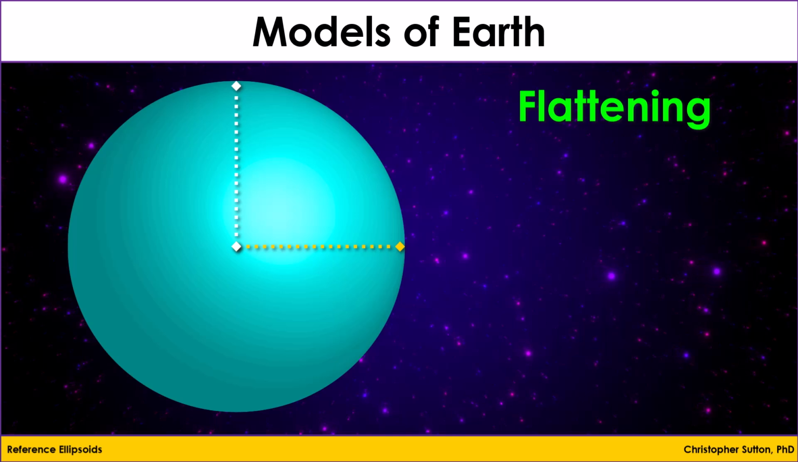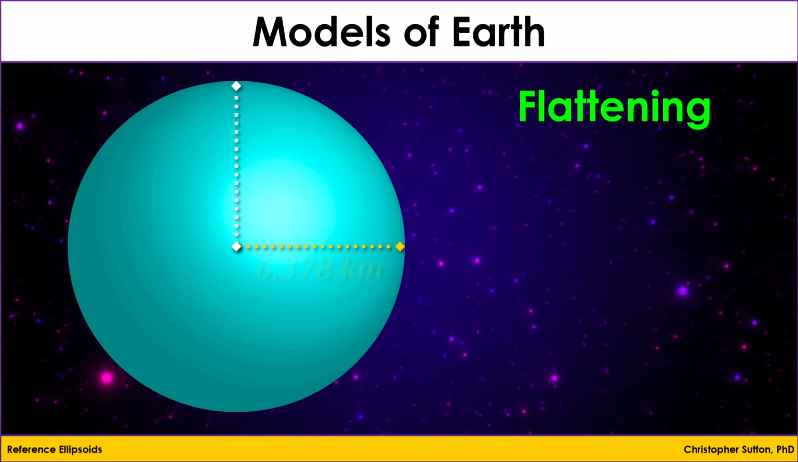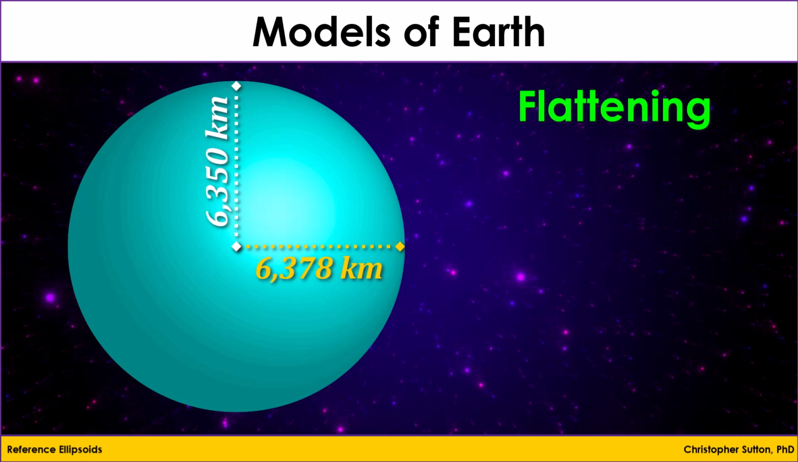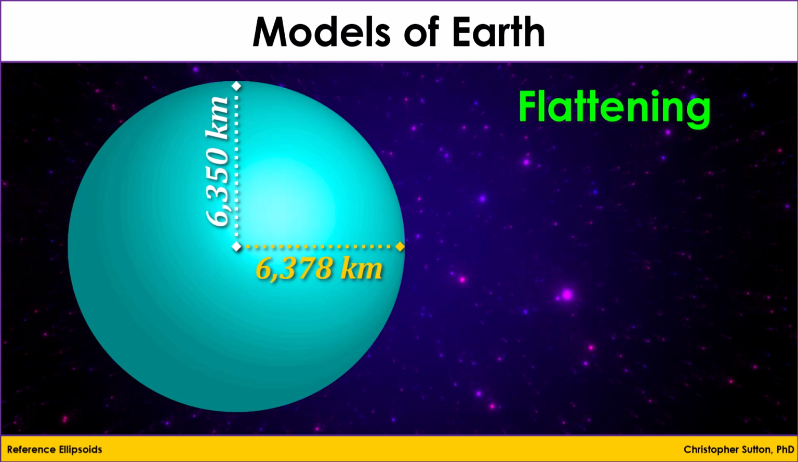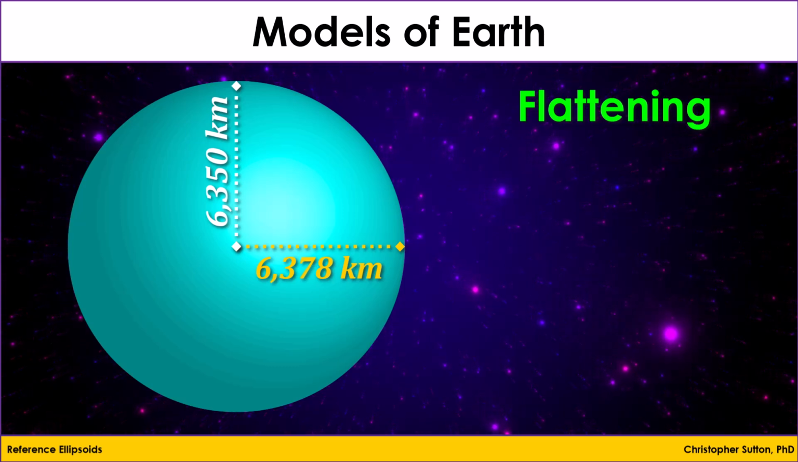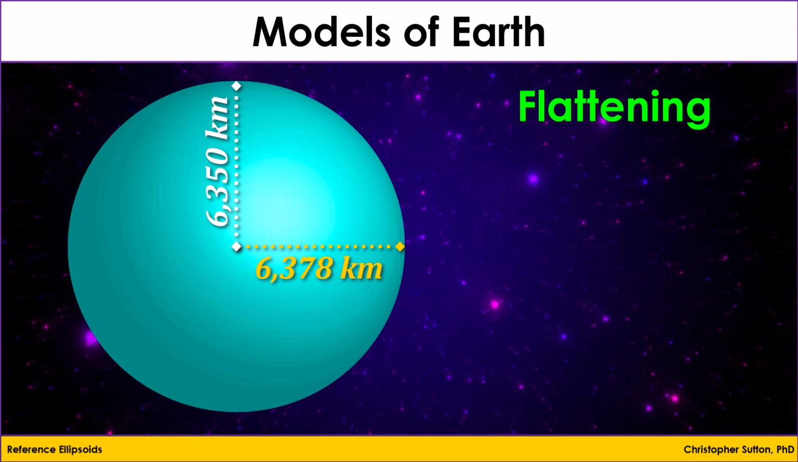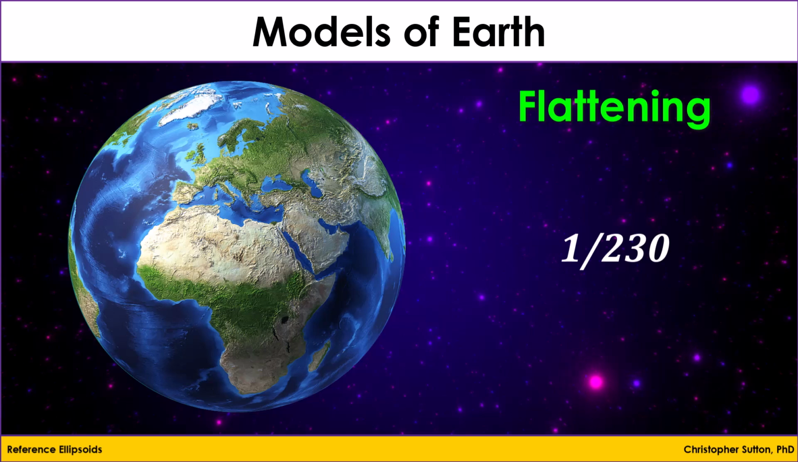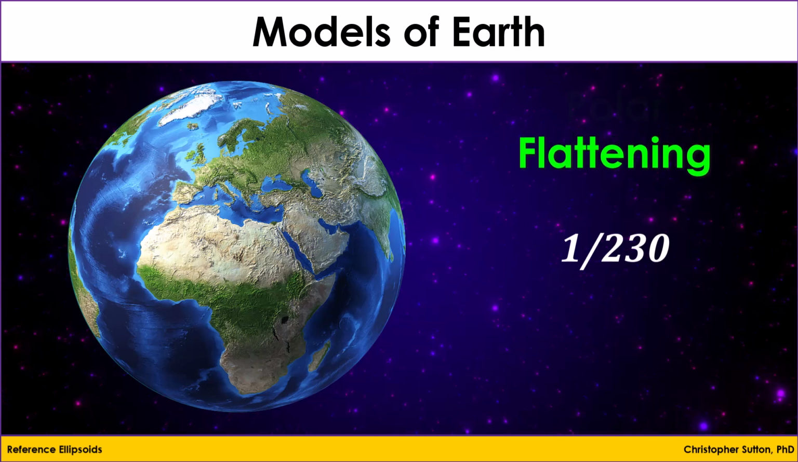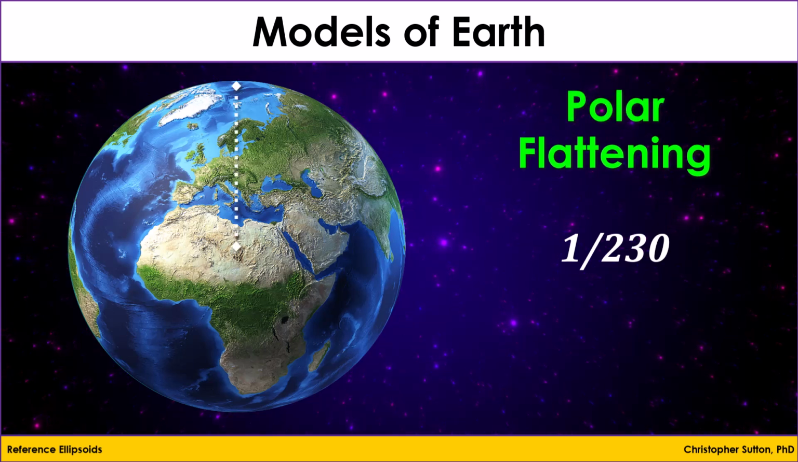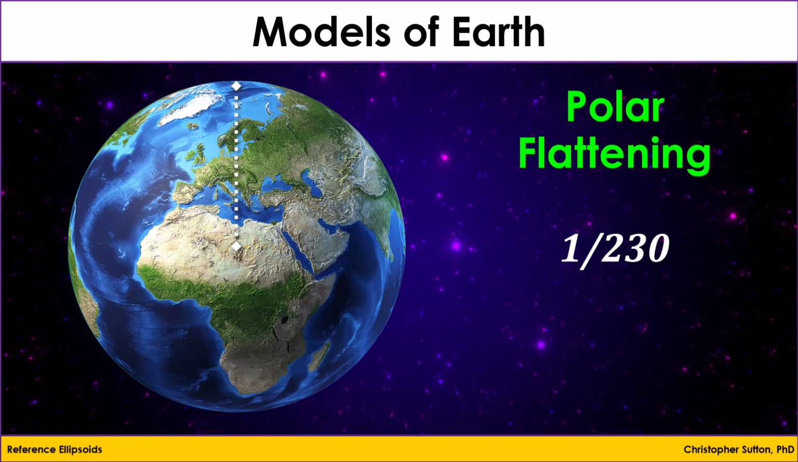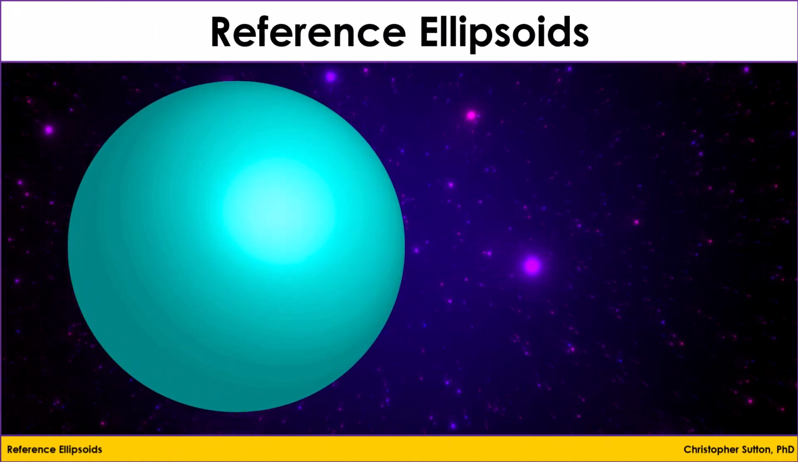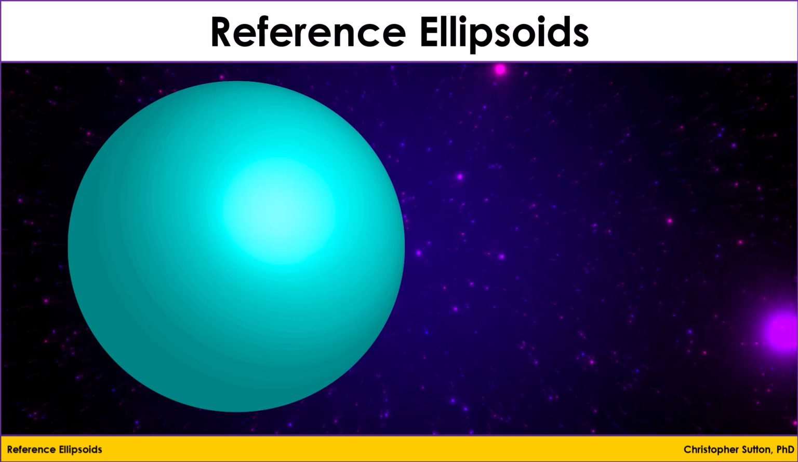Newton predicted an equatorial radius of 6,378 kilometers and a polar radius of 6,350 kilometers, which is 28 kilometers shorter than the equatorial radius. This results in a flattening ratio of 1 to 230. When used to describe Earth's shape, it is called polar flattening because the polar axis is shorter than the equatorial axis. In GIS, we use mathematical models of the planet called reference ellipsoids.